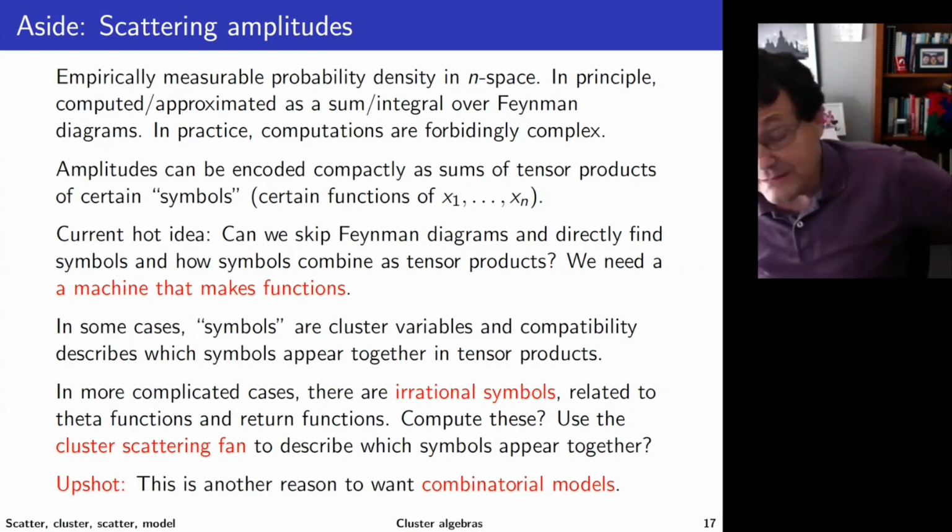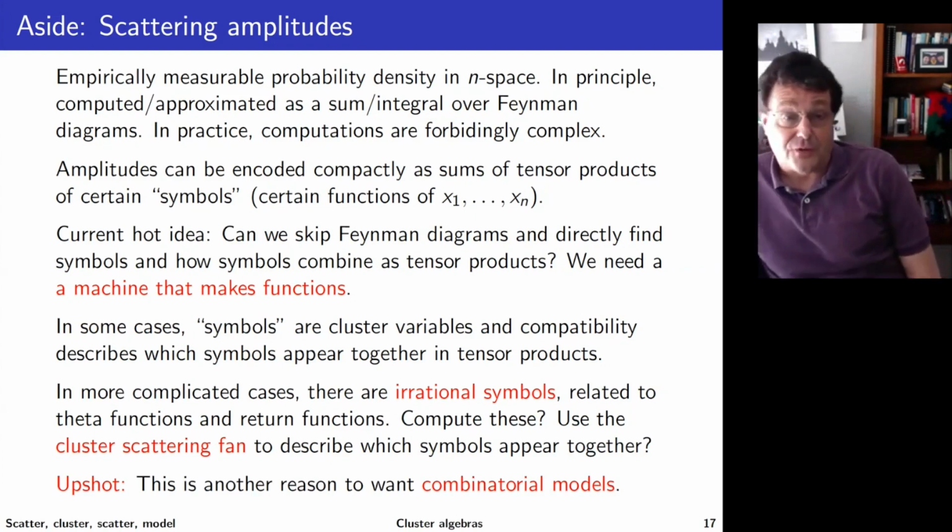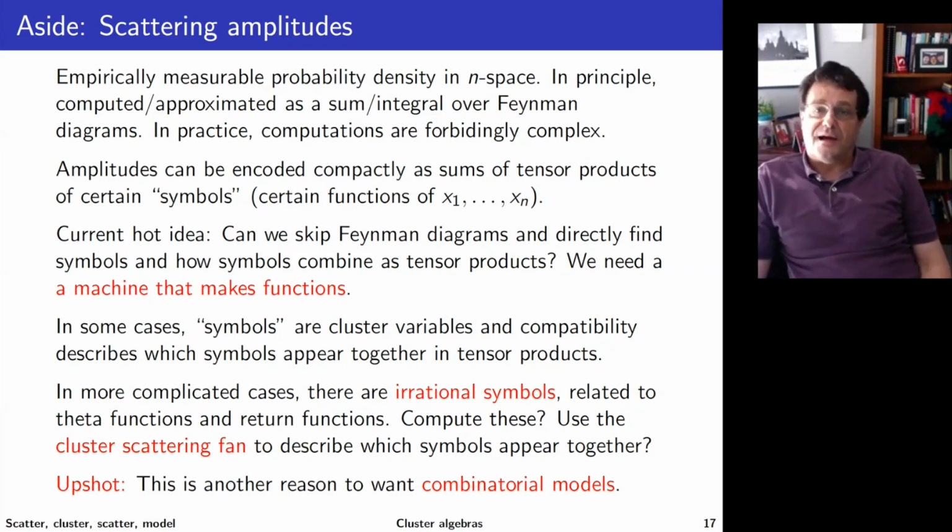And the current hot idea that's been told to me is that people would like to just skip the Feynman diagrams and just skip to the answer. Is there some way we can just understand it? Now we just need some functions of x1 through xn. Can we skip the Feynman diagrams and just directly find out why we get these functions? What are they? So in some sense, what we would need is a machine that makes functions.